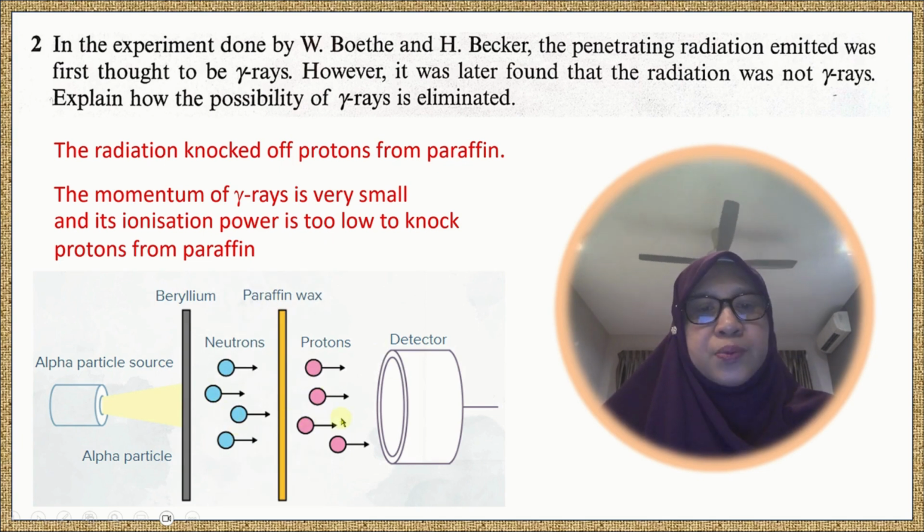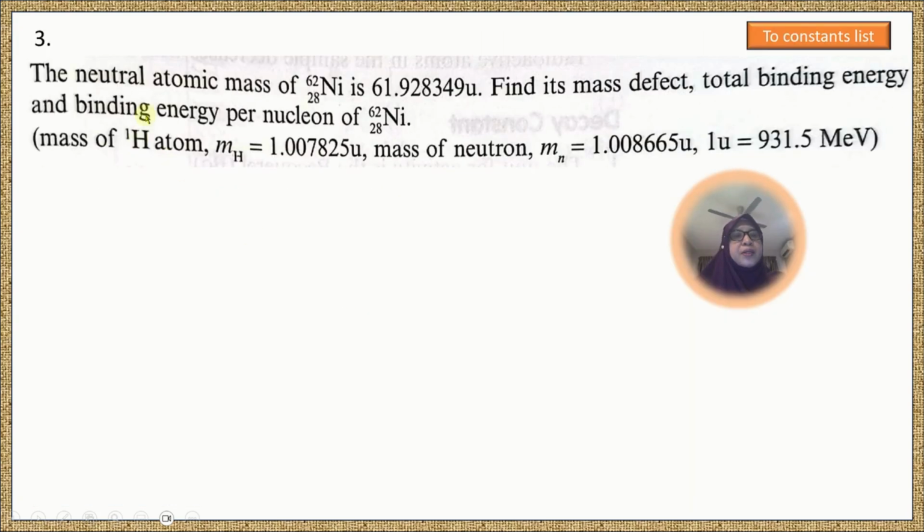Okay, so next we go to question 3. The neutral atomic mass of nickel is 61.928349 U. Find its mass defect, total binding energy, and binding energy per nucleon of nickel. The mass of a hydrogen atom is 1.007825 U. The mass of a neutron is given as 1.008665 U. And 1 U is equivalent to 931.5 mega electron volts.